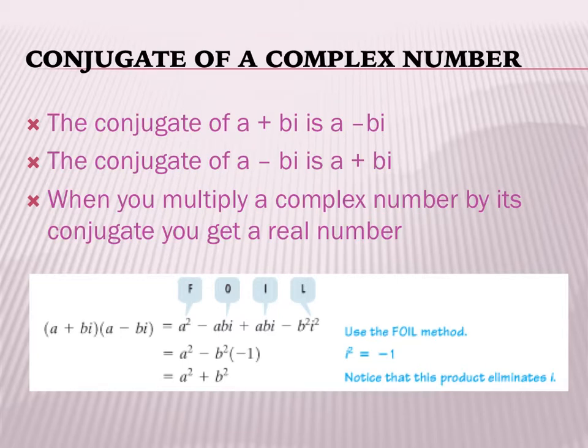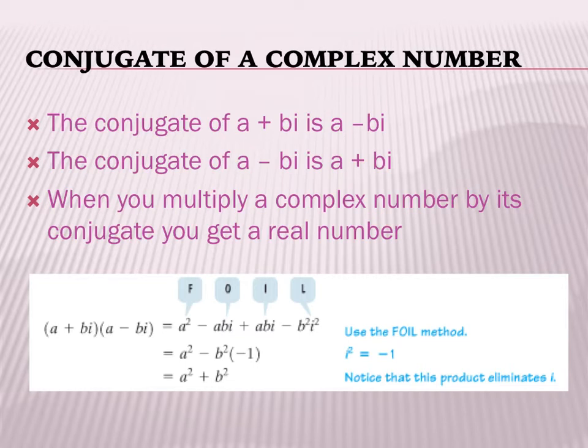First example, is that what you said? Okay, so the conjugate of a complex number, it's called the complex conjugate, is the same exact terms, but one gets a plus and one gets a minus. So the conjugate of A plus BI is A minus BI. The conjugate of A minus BI is A plus BI.